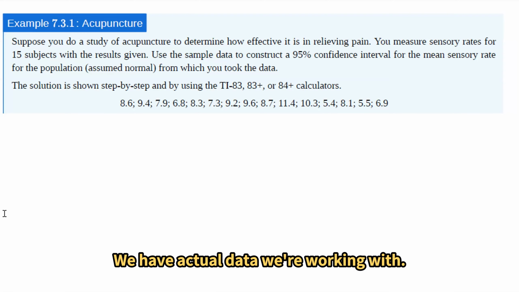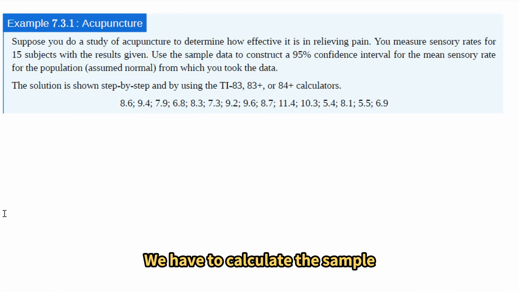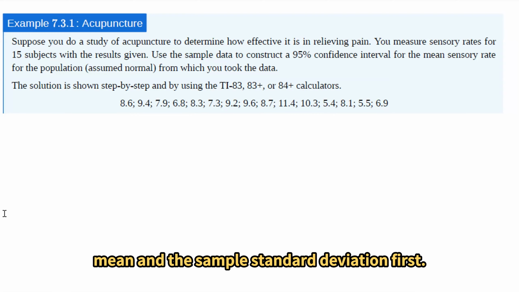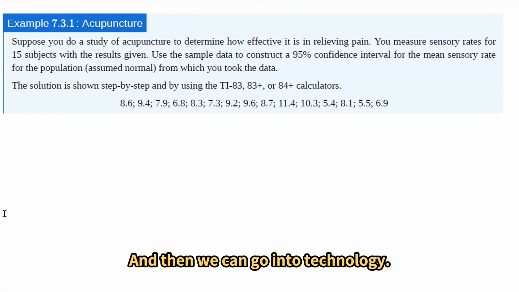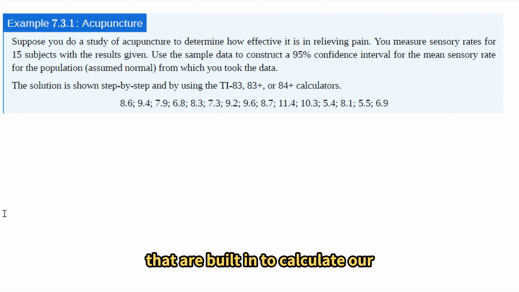We have actual data we're working with. We have to calculate the sample mean and the sample standard deviation first, and then we can go into technology. We can go to the formulas that are built in to calculate our confidence interval.